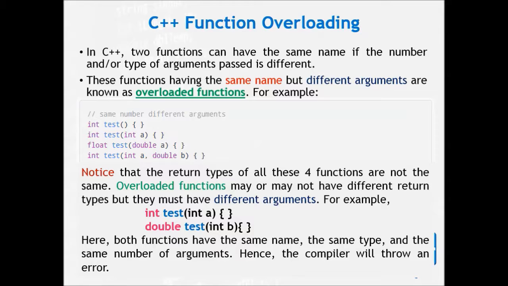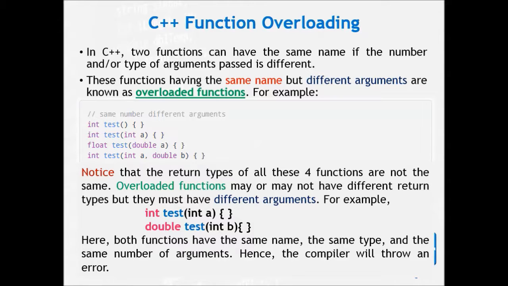In C++, two functions can have the same name if the number and/or type of arguments passed to them is different. These functions have the same name but different arguments and are known as overloaded functions. For example, we have four functions: int test with no argument, int test with one argument, float test with one argument double, and int test with two arguments. One is int a, the second one is double b.